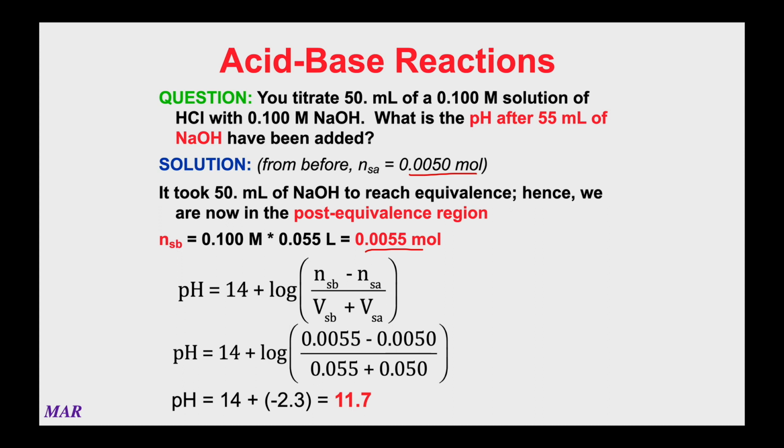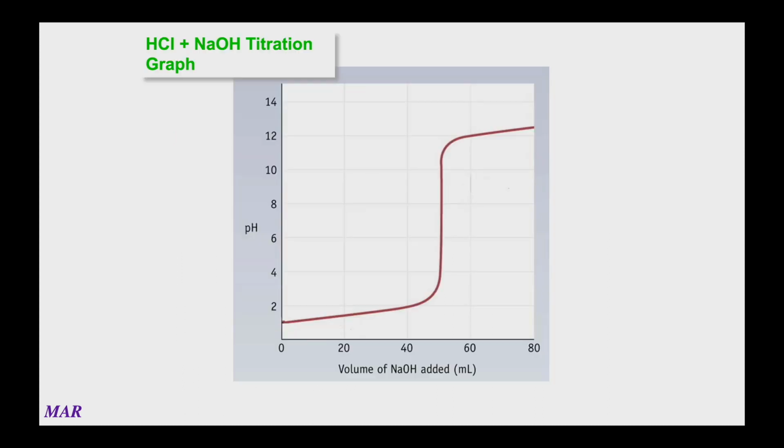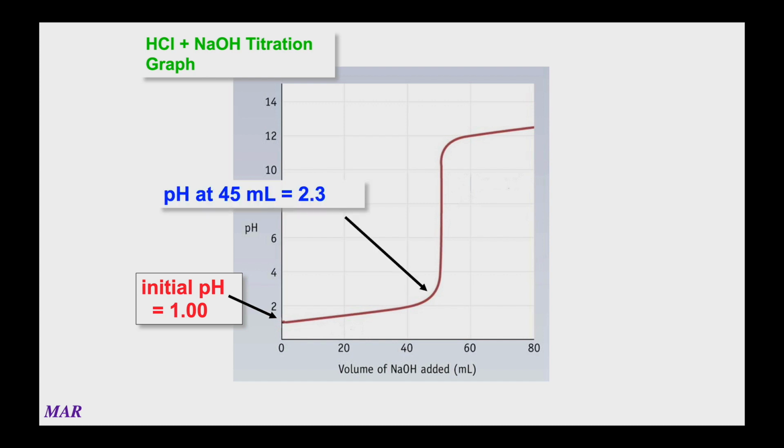So notice how the pH jumped quite a bit there. It started at 7 at equivalence and jumped up to 11.7. These strong acids and strong bases have very sharp S-curve graphs. This is what the graph would look like. So anyway, initially we saw the pH of this graph was a 1.00 value, and it is. We then saw that at about 45 milliliters, the pH was only up to 2.3. And again, 45 would be about there, so you can see what's happening.